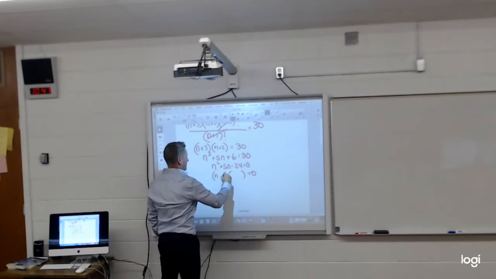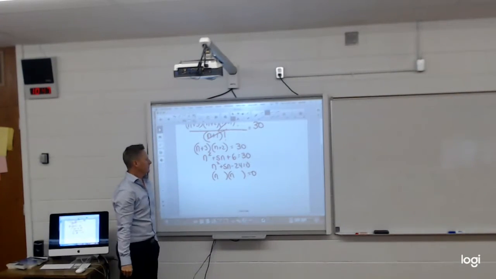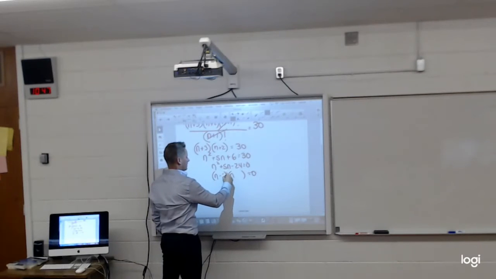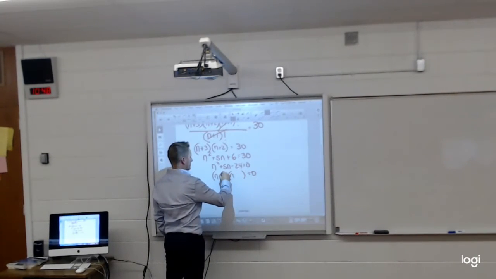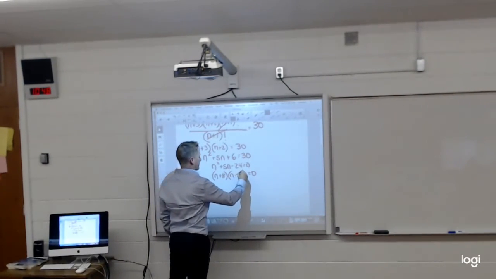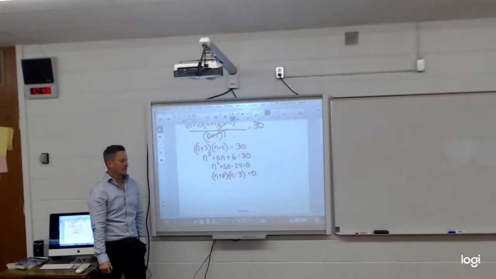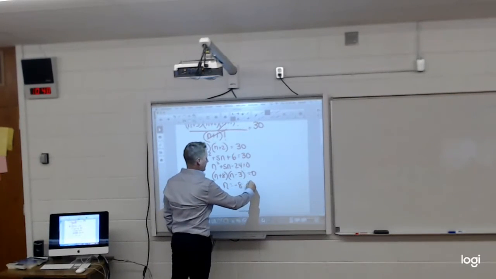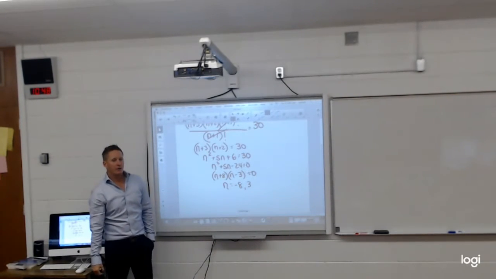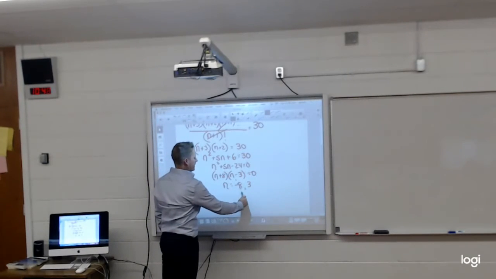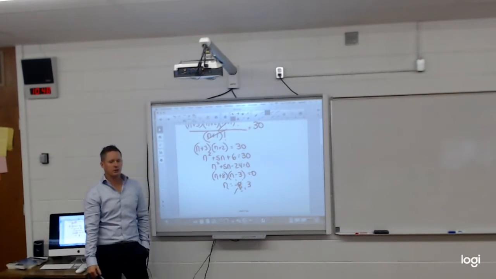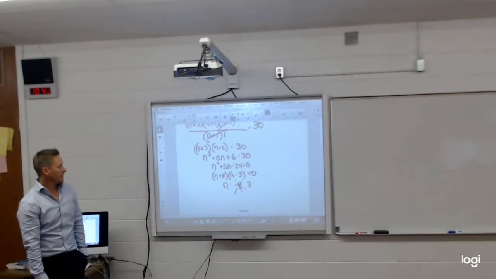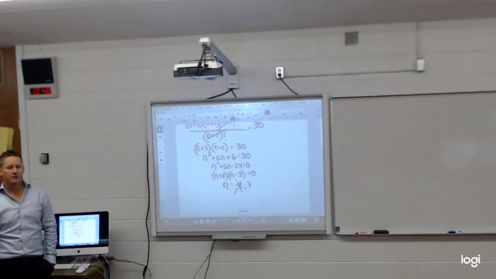Factors of negative 24: positive 8 and negative 3. So it would be plus 8 and negative 3, like that. N is equal to negative 8 and 3. When you are doing factorials, you cannot have a negative value. What is the answer to the question? N is equal to 3. If it's negative, you just take it out, because it goes to 1 and that's it.